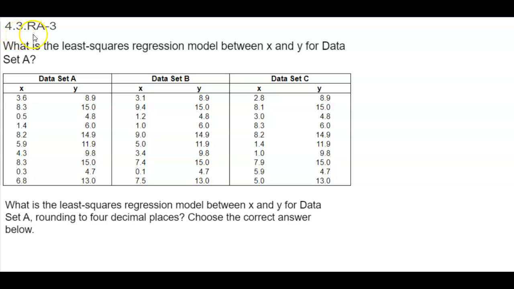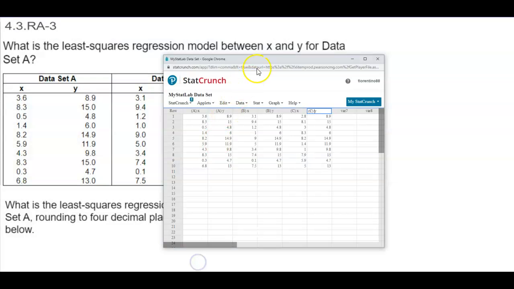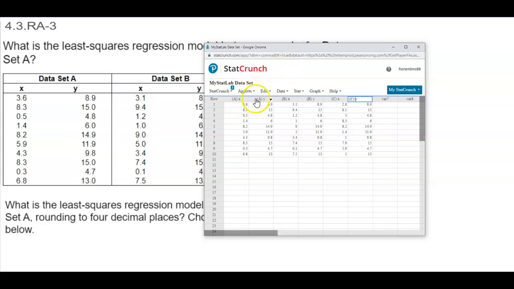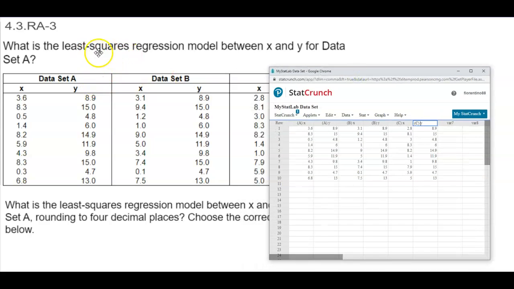Section 4.3 RA3. What is the least squares regression line model between x and y for data set A? So let's go ahead and open this up in StatCrunch. Remember here that if we want to, we can label our columns. So this is going to be data set AX, data set AY, BX, BY, CX, and CY. And it's asking us to find the least squares regression model for data set A.